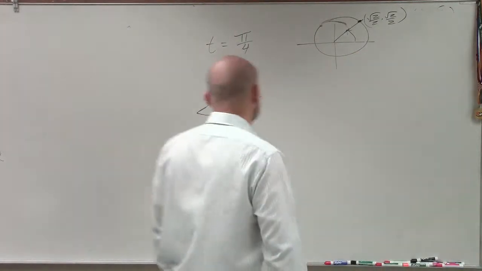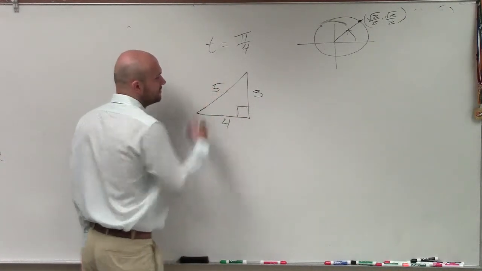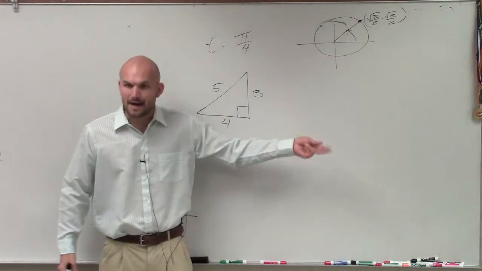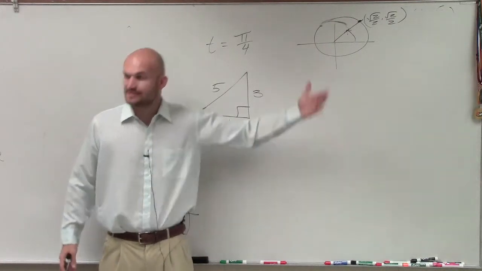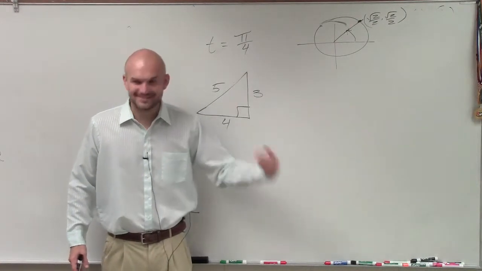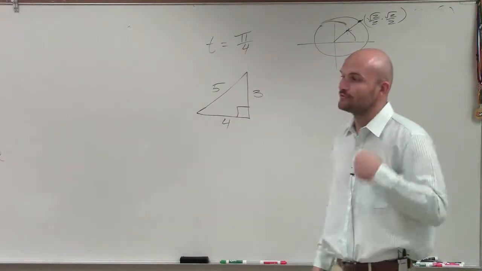Well, then what you had to do here was use the Pythagorean theorem, figure out what the hypotenuse is. And then you remember that cosine is adjacent over hypotenuse. Sine is opposite over hypotenuse. Tangent is opposite over adjacent.